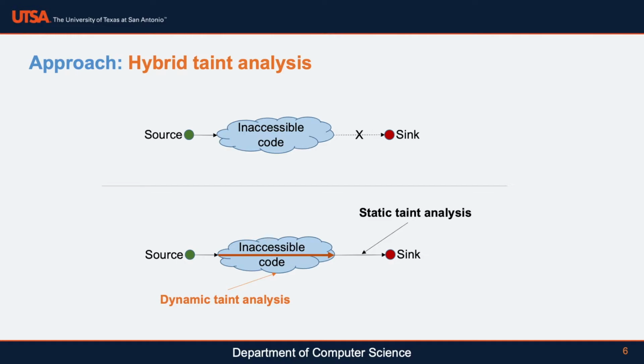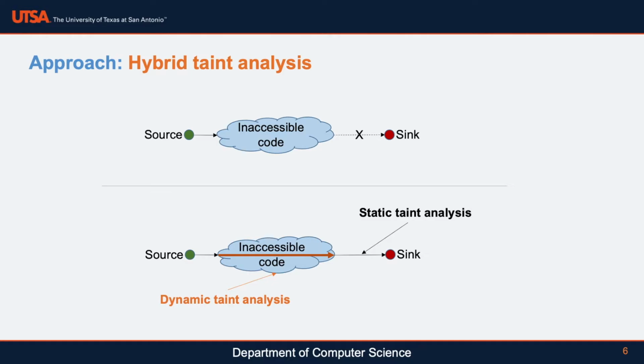So we are trying to reduce such false negatives by identifying the missing traces through dynamic analysis. Basically, we check the data returned from the inaccessible code and check whether it is sensitive or not. If the return data is sensitive data, then we consider it as an intermediate source and apply the intermediate source on the static taint analysis.